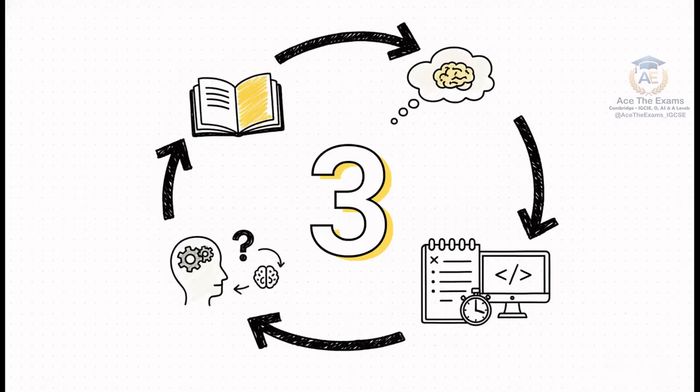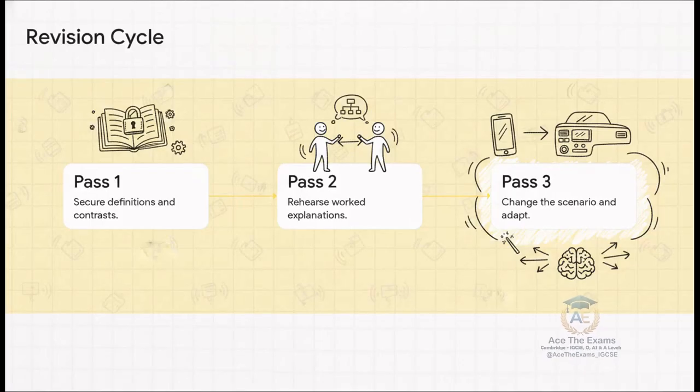So, how do we actually fix this before you walk into that exam hall? Well, a top-tier revision cycle requires exactly 3 passes to move you from basic recognition to full exam adaptability. 3 passes. Not just skimming your textbook once, highlighting a paragraph, and hoping for the best. This 3-step cycle builds your ultimate exam defense. Step 1. Secure the definitions. You absolutely need to know what parity is at a baseline level.